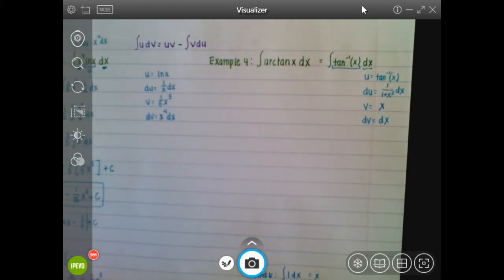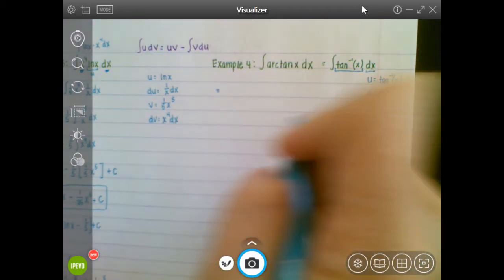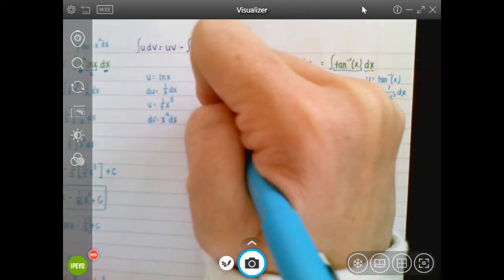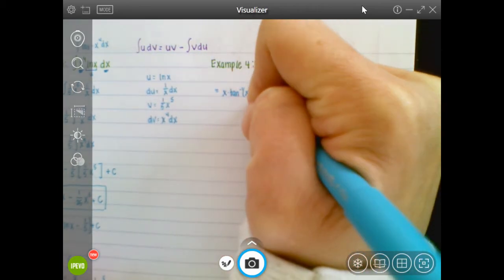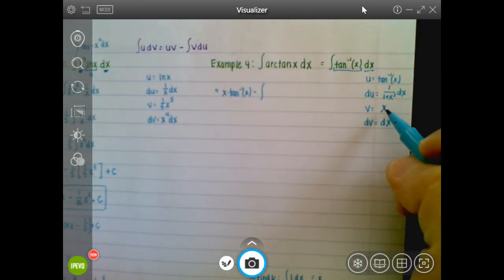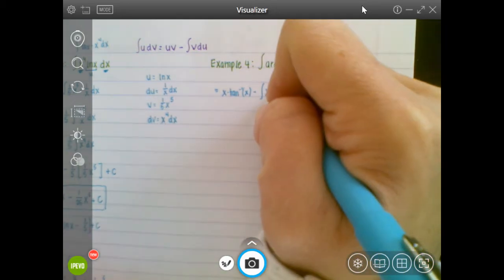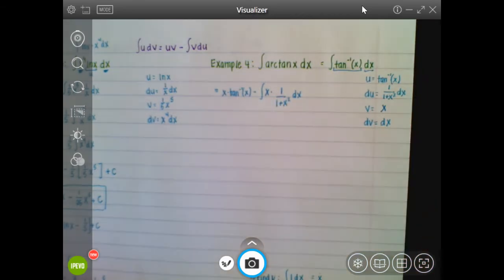So let's go ahead and use our formula here. So product of u times v. So the inverse of tan times x, I'll write that as x times the inverse tan, minus the integral of v times du. So v is x, times du, which is 1 over 1 plus x squared, and then dx here.